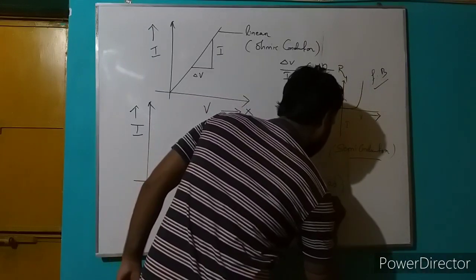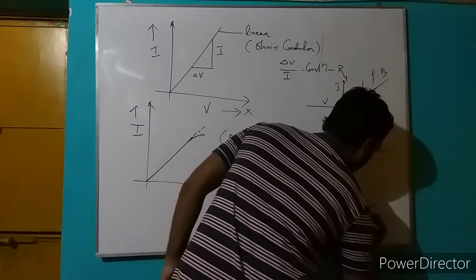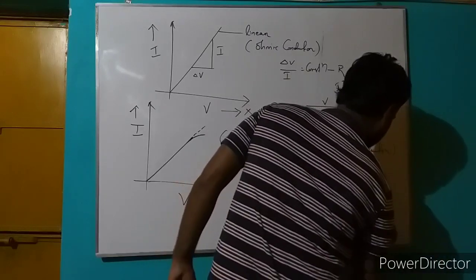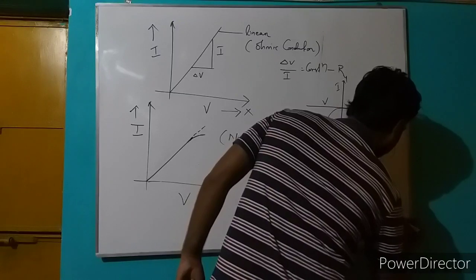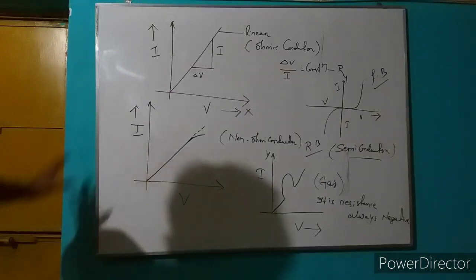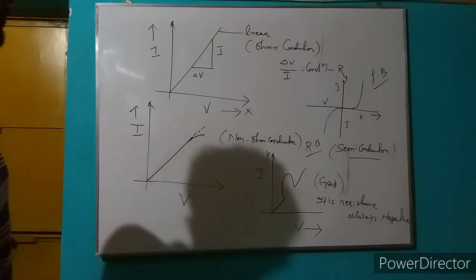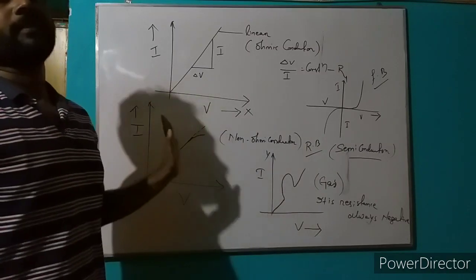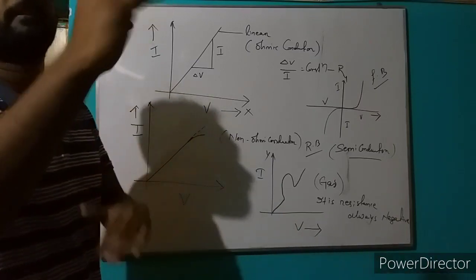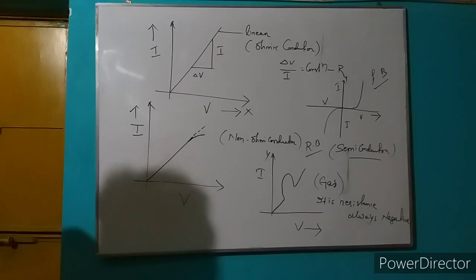And its resistance is always negative. In case of gas, resistance is always negative. So that graph shows ohmic conductor as well as non-ohmic conductor. Ohmic conductor means what? In an ohmic conductor, resistance always remains constant. But for a non-ohmic conductor, resistance cannot be constant. It varies in different materials. So this is all about the graph for ohmic and non-ohmic conductors.